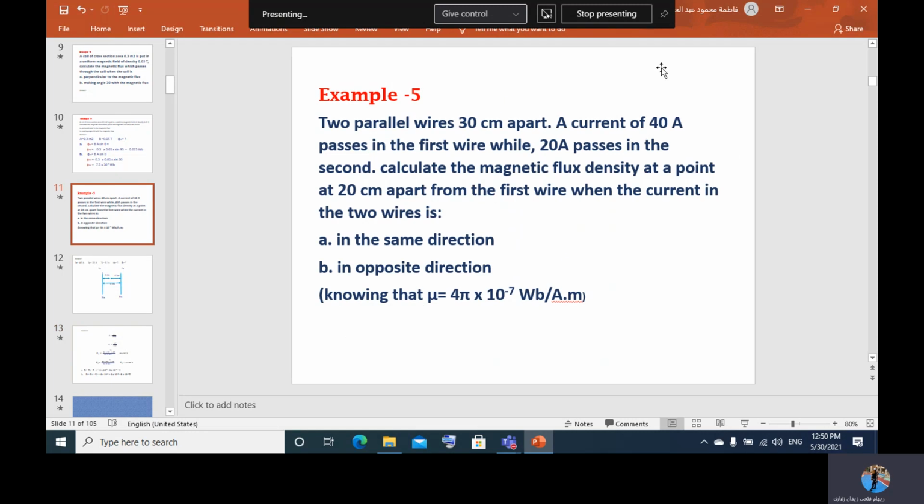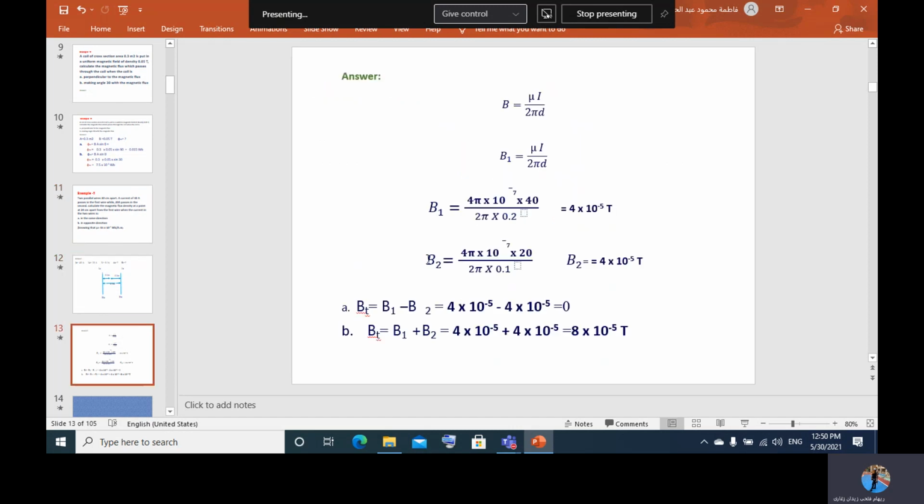So look here, a current of 40 ampere passing in the first wire. So when I calculate B1, I consider 40. But when I calculate B2, I consider 20. Why? Because 20 ampere is the current that passes in the second wire. Okay, so back again to the question.